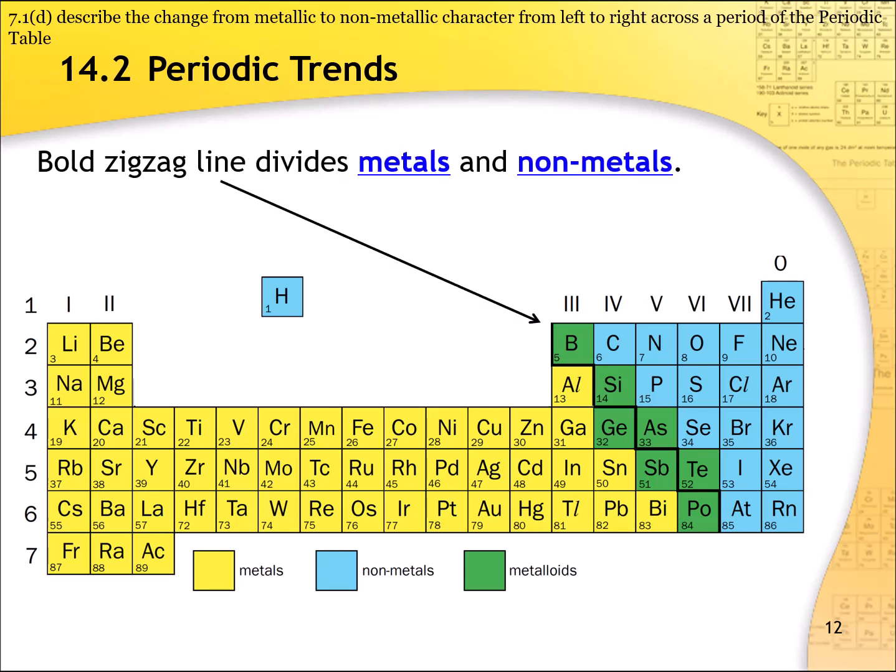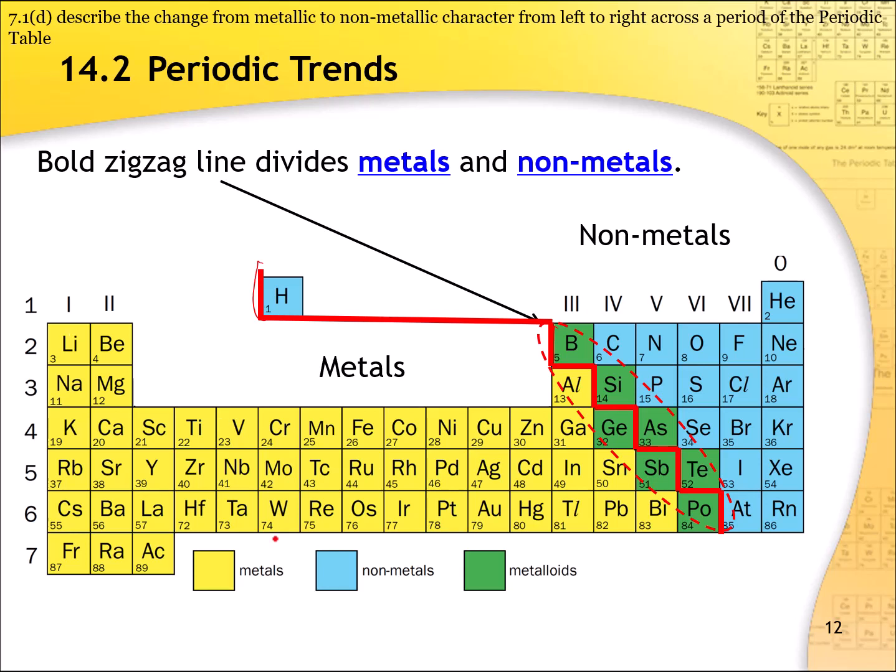Now you look at this, there's a zigzag line that divides between here. This zigzag line, which I highlighted in red here, runs from this spot, from hydrogen, and divides the metals from the non-metals. If you look very carefully here, the yellow colors are all the metals and the blue are the non-metals. Blue are non-metals.